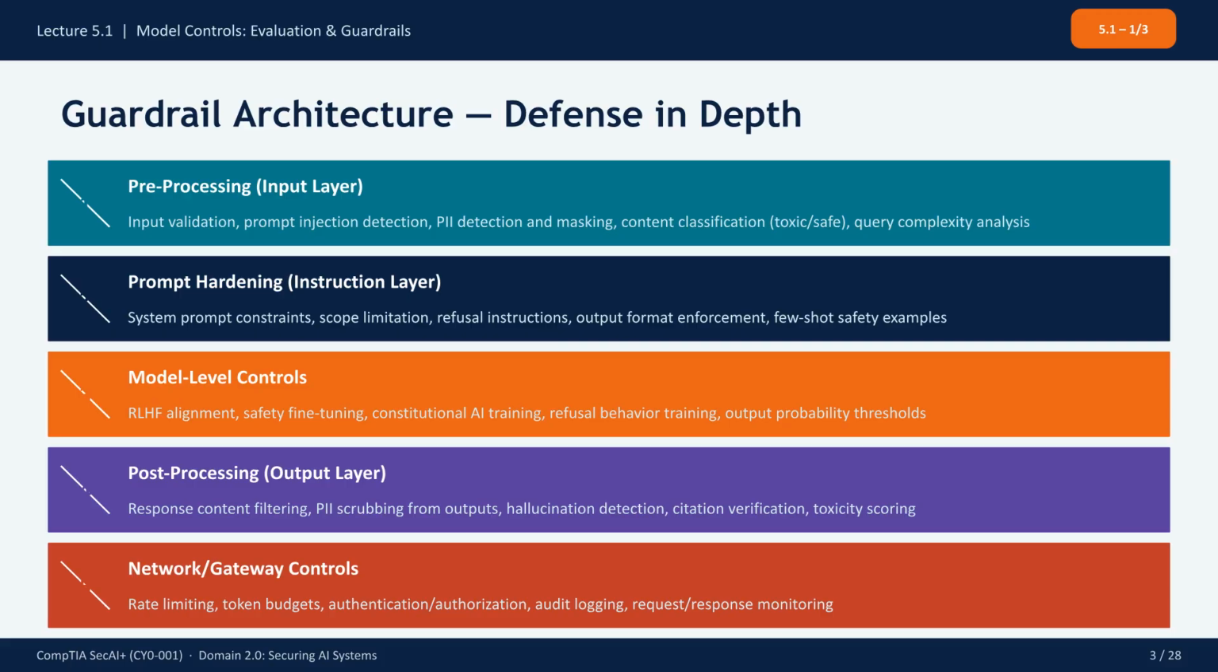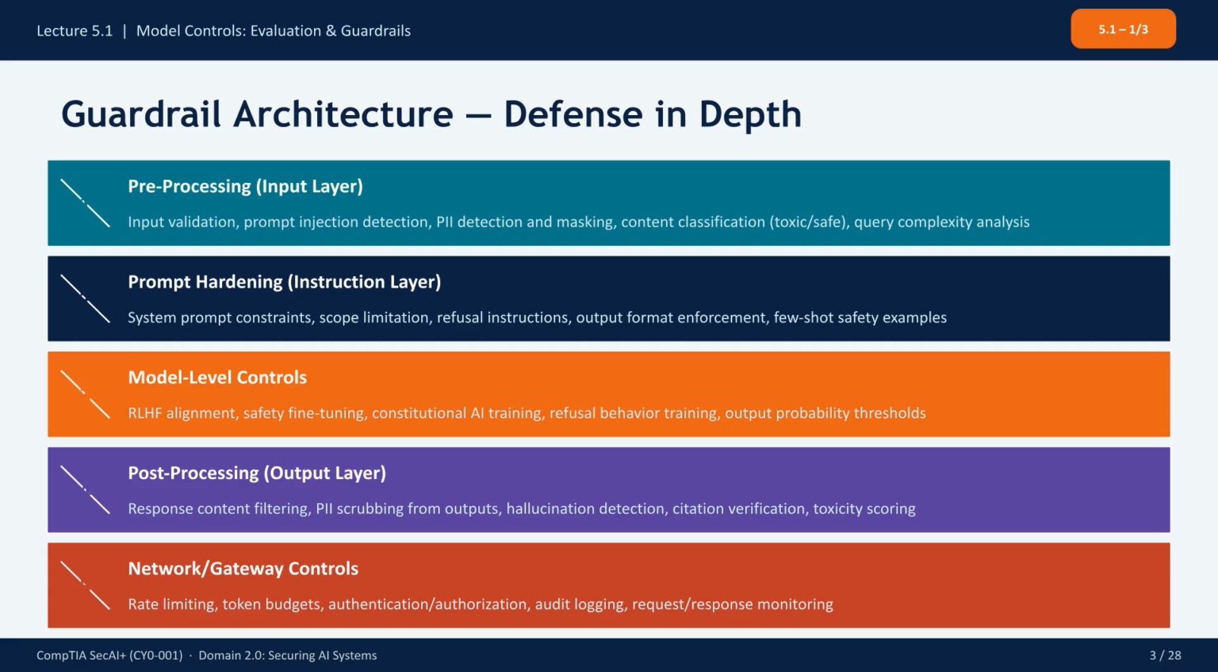Layer 2 is prompt hardening, the instruction layer. This is where system prompts constrain the model's behavior. Scope limitations tell the model exactly what it can and cannot do. Refusal instructions provide explicit language for declining out-of-scope requests. Output format enforcement keeps responses structured and predictable.